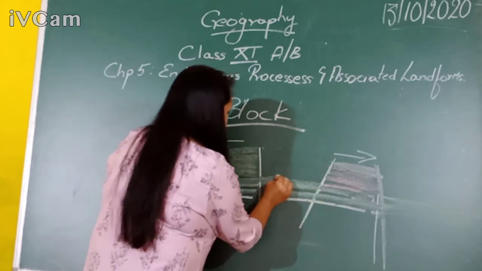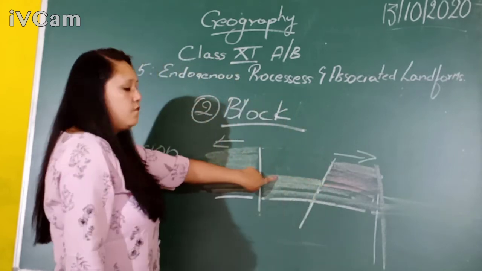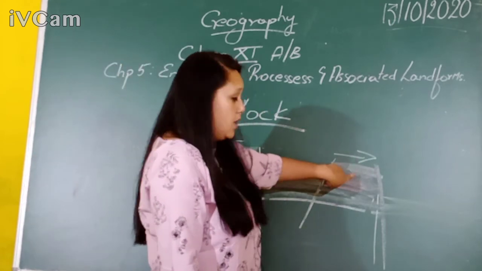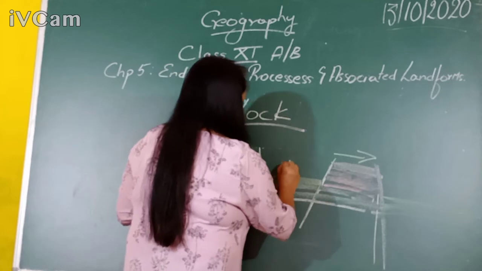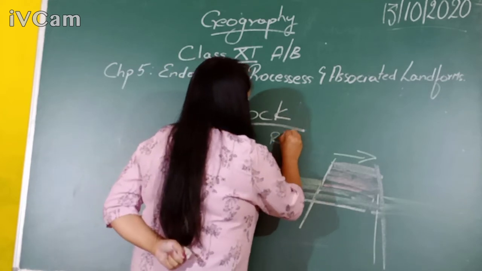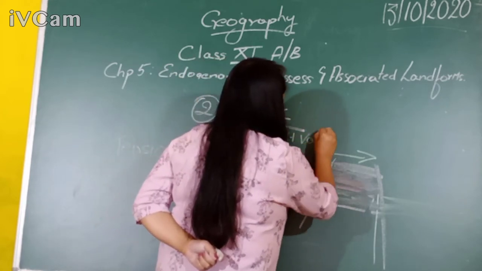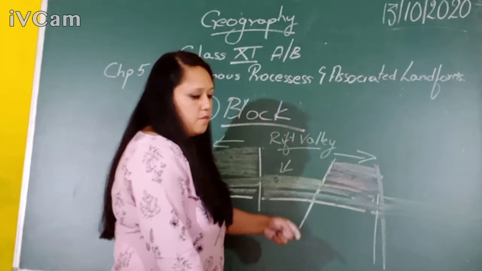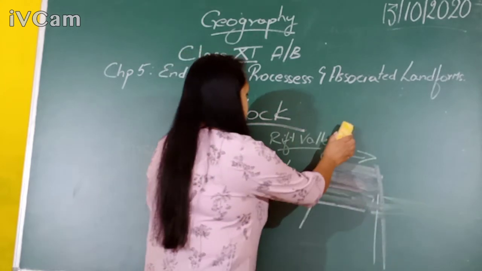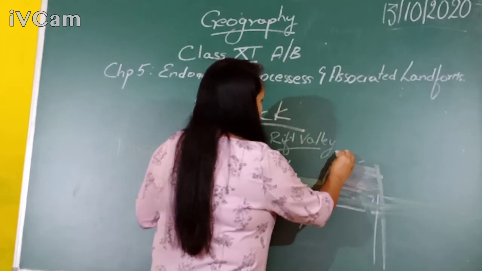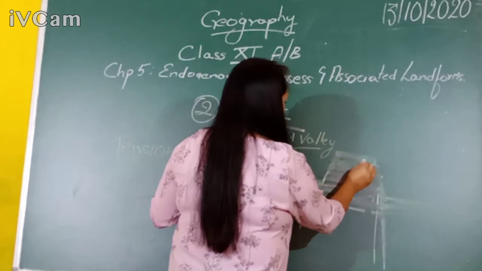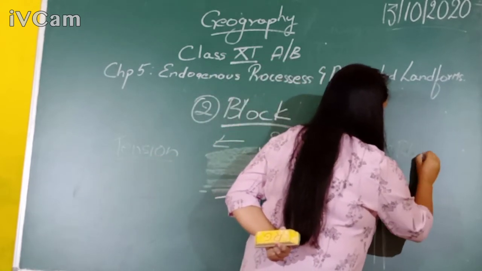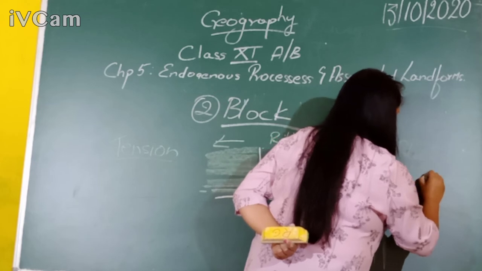So you can see that a valley has been formed here, and a mountain has been formed. This type of valley is known as a rift valley, and this type of mountain which has been formed is known as the block mountain. You can see that it looks like a block of stone. This is known as a block mountain.